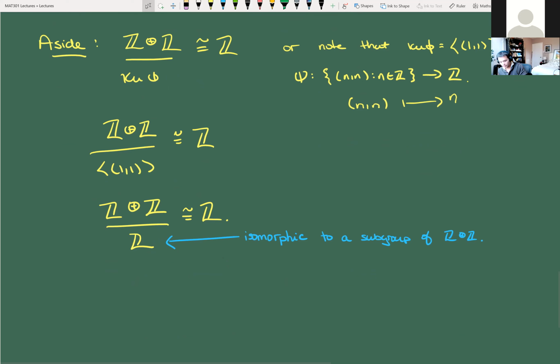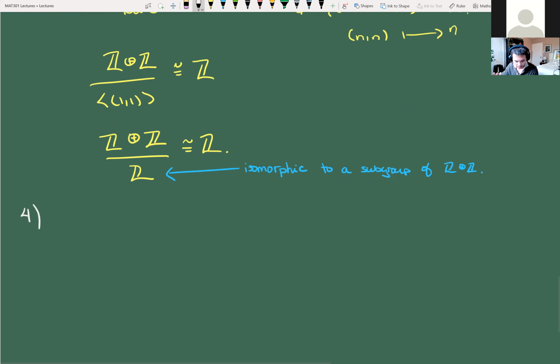Okay, so I think that's really nice. Now I want to jump to 4. I want to go straight to 4, and we'll come back to 3 if we have time. But I want to jump to 4, and you can see there's something very similar here.